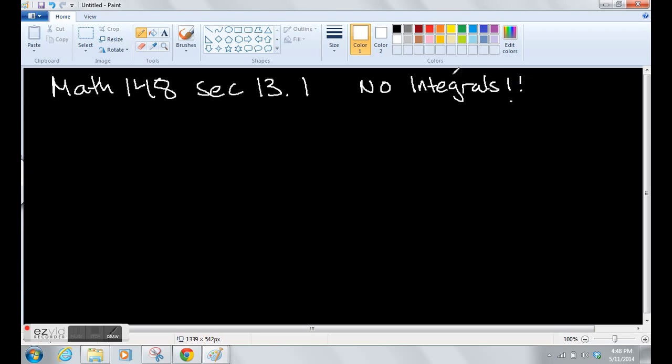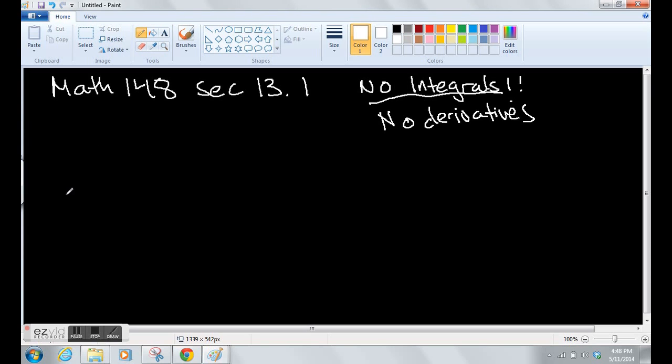Hey guys, this is Math 148, section 13.1. Thought you guys might be happy because this section there's no integrals, no derivatives. We're taking a very small break from integrals and just looking at rectangles. Rectangles, I know, it's exciting.